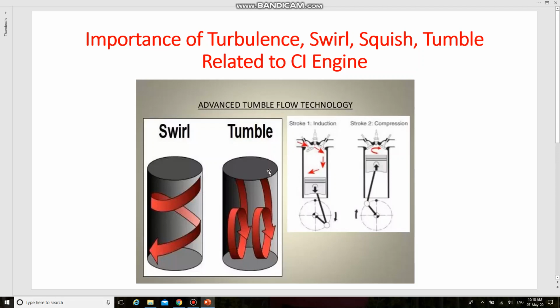And the third one is pre-combustion chambers. The combustion chambers in which partial combustion is used to create swirl or turbulence are called pre-combustion chambers or air cell combustion chambers.